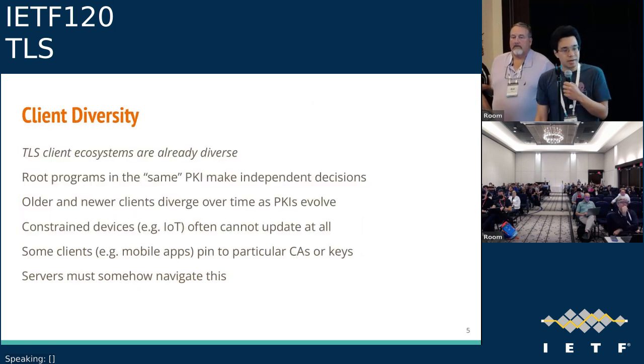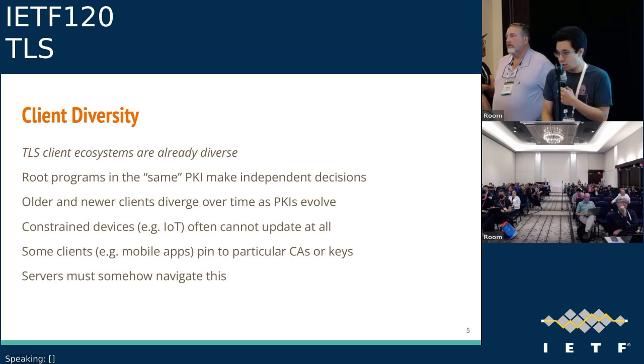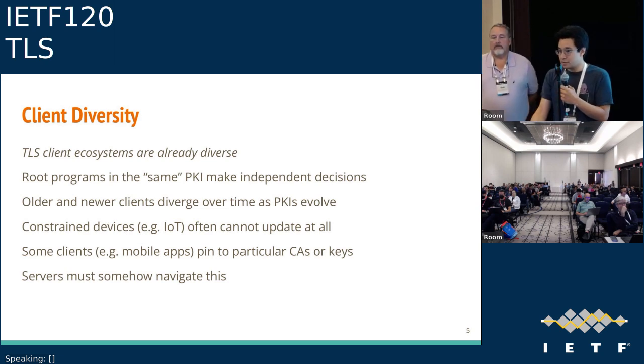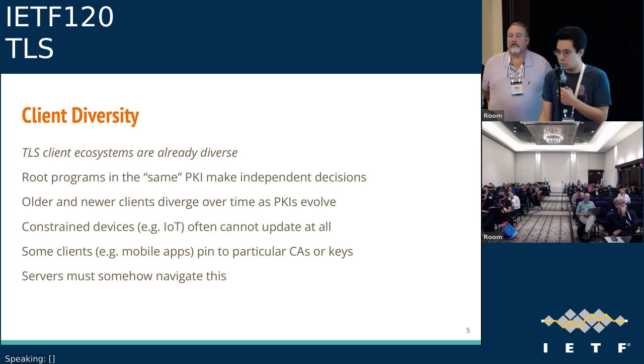So why does this matter? We're doing cipher suite negotiation. We did this because client ecosystems often have variations in the cipher suites they support. Client ecosystems in TLS also have diverse trust models, whether they overlap slightly or very little, or, sorry, slightly or a lot.